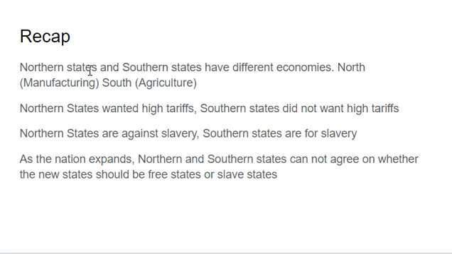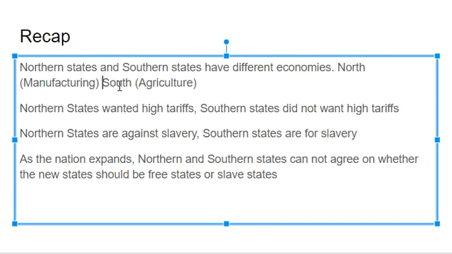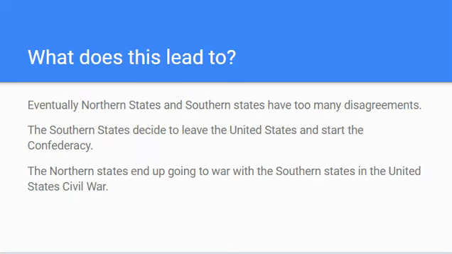So just as a recap, northern states and southern states have different economies. The North has manufacturing. The South has agriculture. The northern states wanted high tariffs, which is taxes. Southern states did not want high tariffs. Northern states are against slavery. Southern states are for slavery, and as the nation expands, northern and southern states cannot agree on whether the new states should be free states or slave states. And what does this lead to? Like, why is this important?